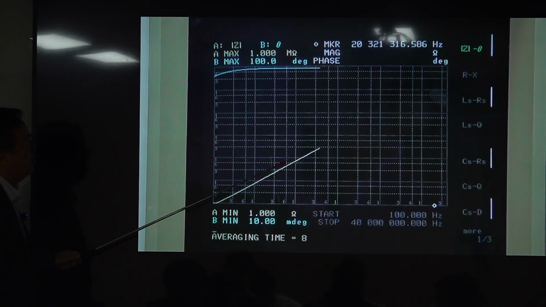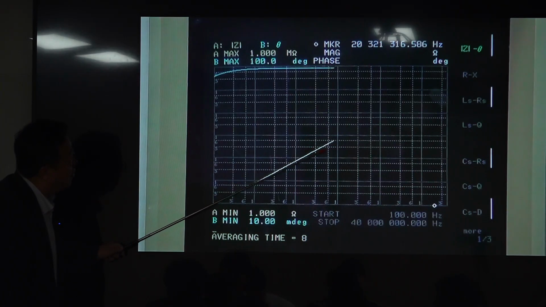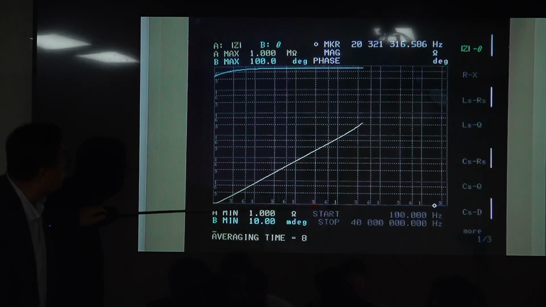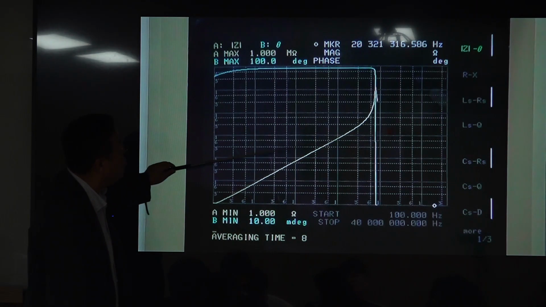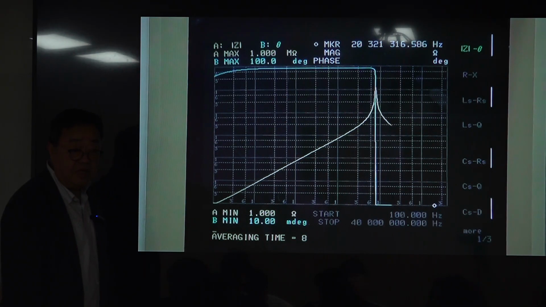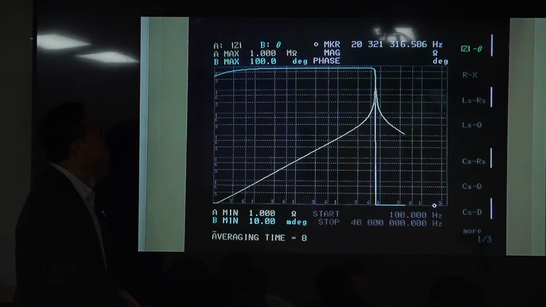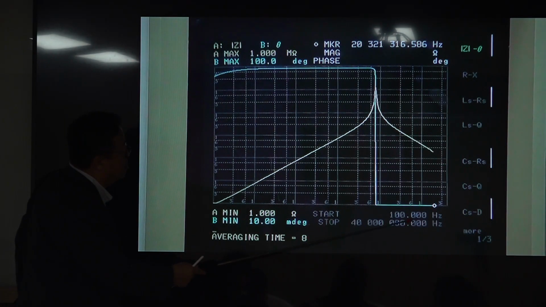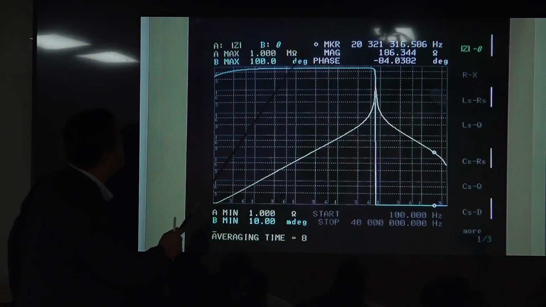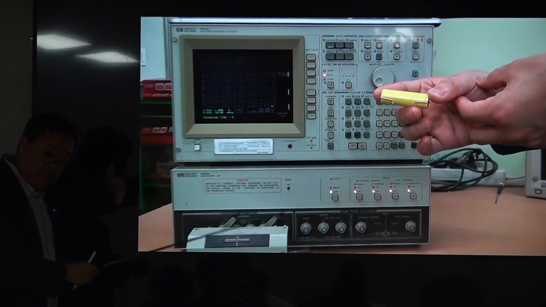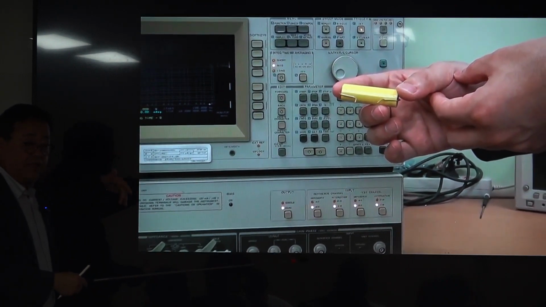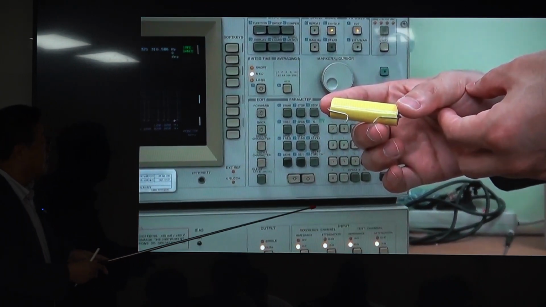So it takes some time and goes up. And this slope is 20 dB per decade. I don't know where 0 dB is. 0 dB is somewhere here, and it goes like this. So this phase is 90, and this phase is minus 90. This phase 90, minus 90, and this is the graph that provides L and C, and R, C, all right?